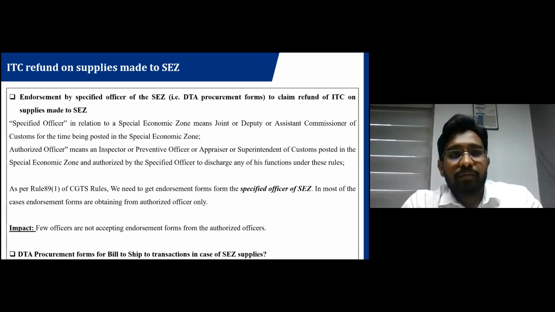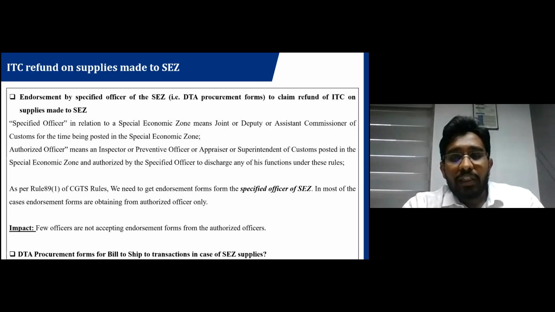Next, ITC refund on supplies made to SEZ. In case of SEZ refunds, recently I came across this issue. We have filed a refund application for the SEZ. What the officer said is, we have obtained the DTA procurement forms as per the provisions, and we have uploaded the same.